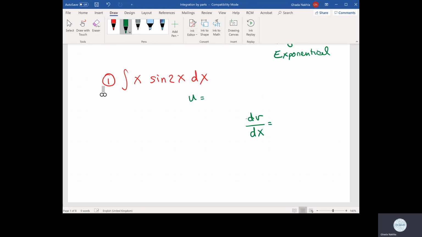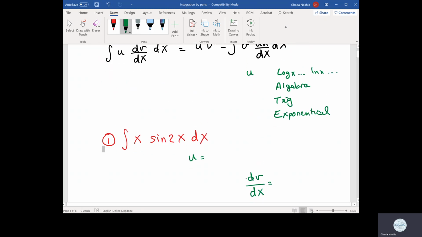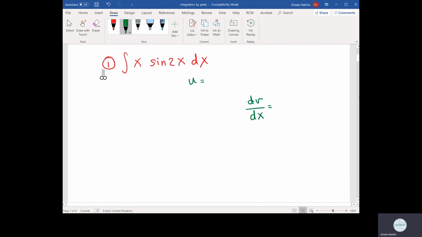And as I said earlier, u is the first that comes out of the word LATE. L stands for log. X is not a log, sine 2x is not a log. Okay. Second letter is A, and we're looking at algebra. X is definitely algebra, so u is x. It follows then that sine 2x is dv by dx. So one of them is u, and one of them is the derivative of v, dv by dx.